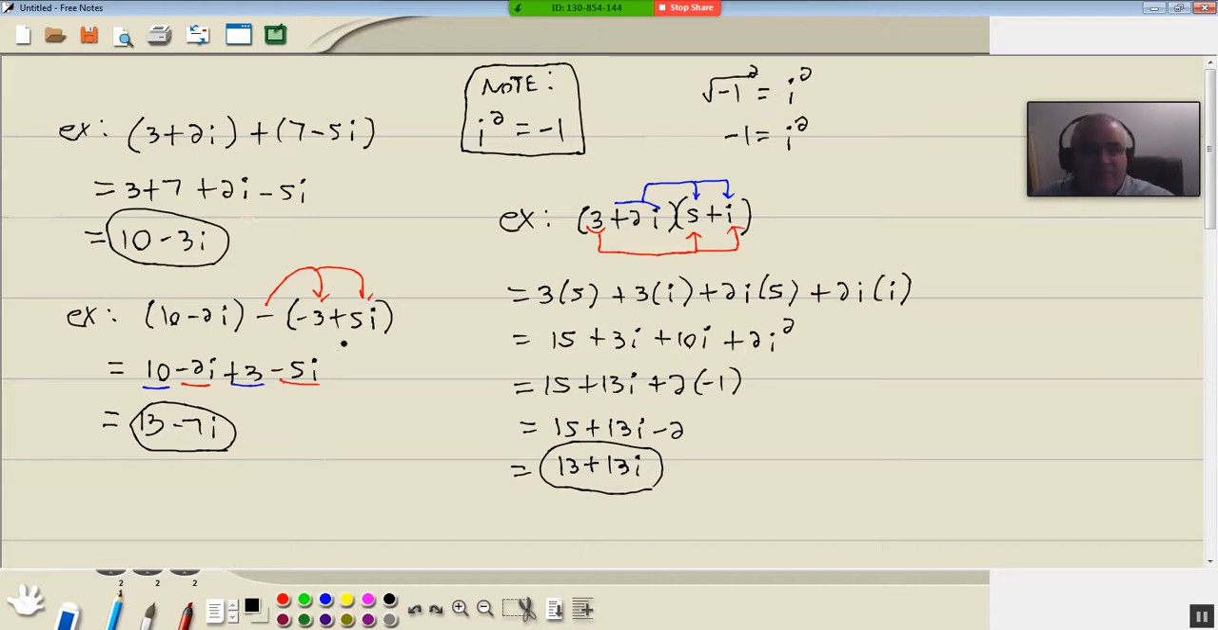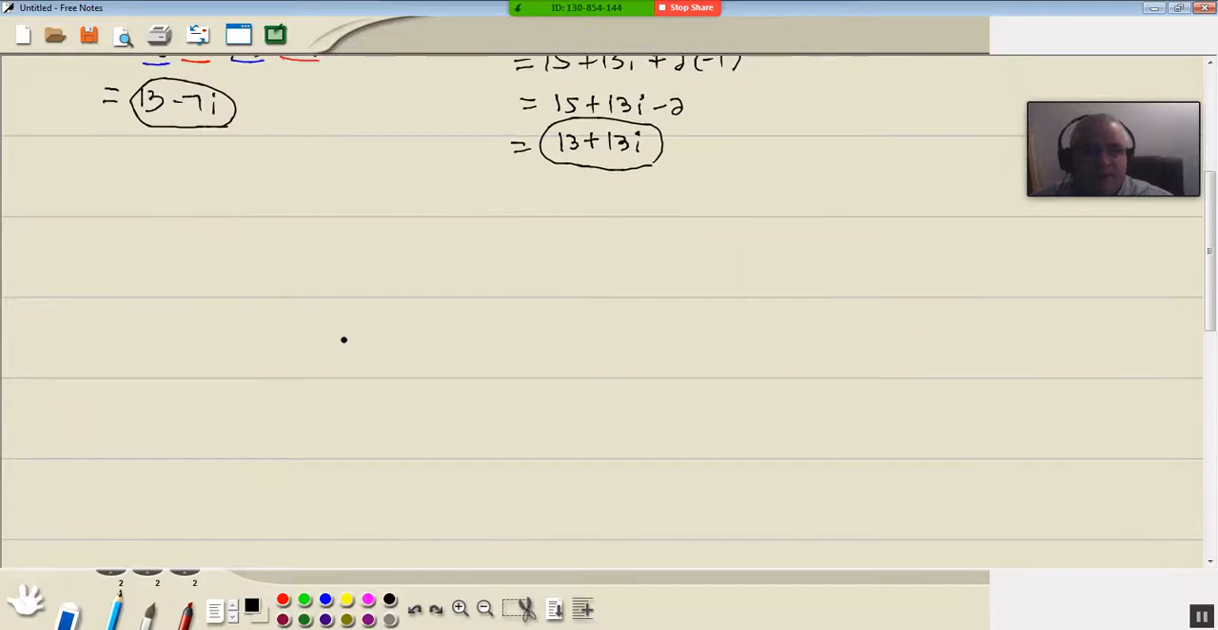Now let's take a look at division. There's two types of division, and we don't actually divide. The main idea with division is trying to put it in standard form. One type you have is where you have a single item down here with an i in it. Now you might have a number with it too. This could be 5i, but you have an i down there. How you handle it when you've got a single item down there with an i is you simply multiply the top and bottom by i.